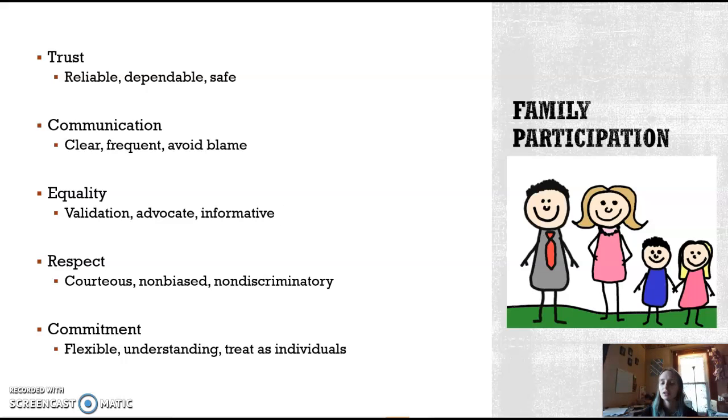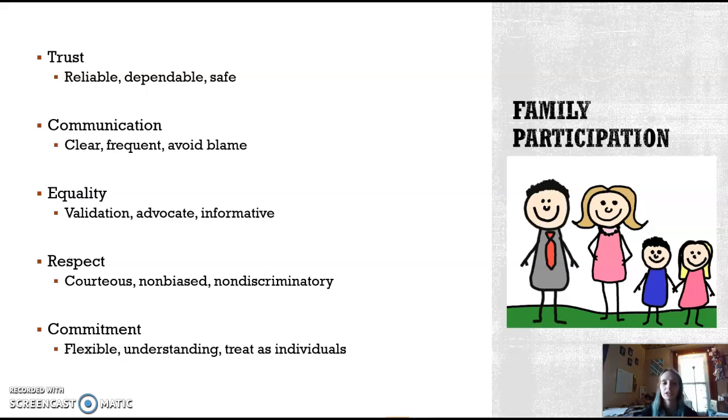You want your families to know that their children are safe with you, that you are dependable, and you're going to do what you say you're going to do. So follow through with what you say. Be reliable. Make sure that they know they can trust you.